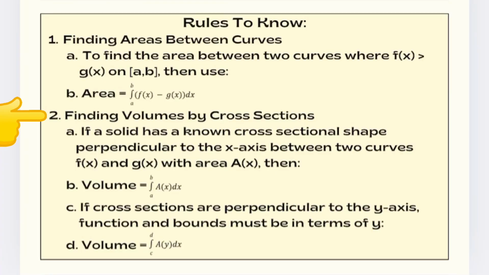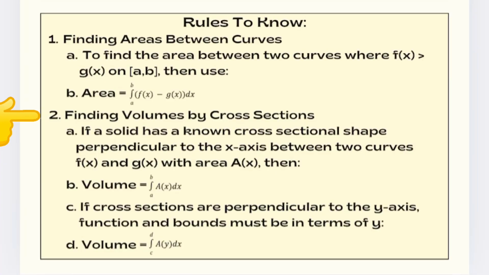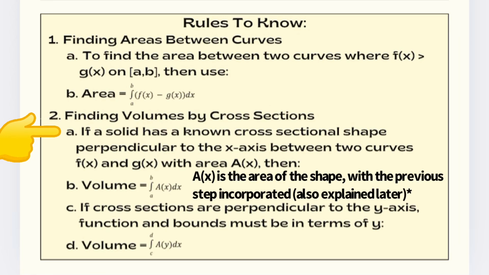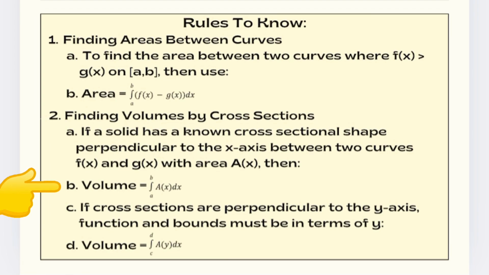So the second rule to know is finding volumes by cross-sections. This is the main portion for solving problems like this. So if a solid has a known cross-sectional shape, let's say like all areas perpendicular to the x-axis, it's a square, between two curves f of x and g of x with area A of x, so the area A of x is what we found in the previous step, then the volume is the integral from a to b of A of x dx.